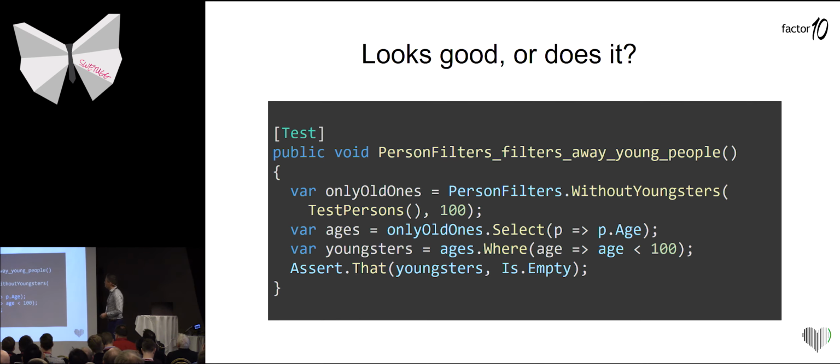The test actually doesn't look so bad. We have person filters without youngsters, and apparently the test considers youngsters to be 100, so this is just a test thing. People below 100 are young. And then we select their ages, and then from the ages, we pick out the young ages, and then we assert that the youngsters is empty. So basically, our where clause should operate on an empty collection to begin with, of course. Is this good or bad? Is there a problem here?